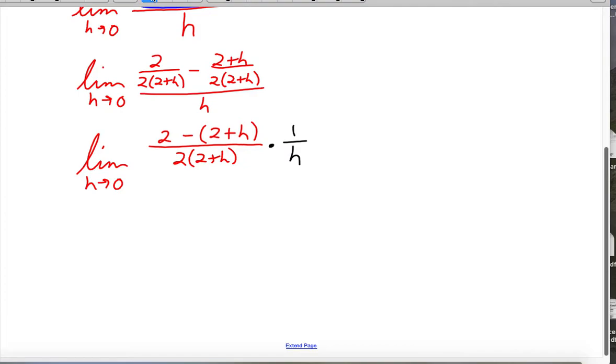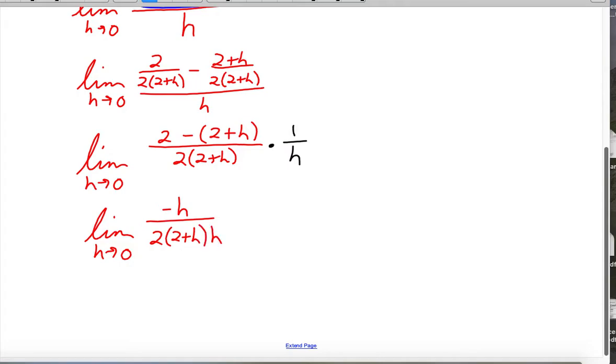Let's simplify what we have on top. We're going to have 2 minus 2 minus h. So we're going to have the limit as h approaches 0. The 2's cancel, and I'll just have a negative h on top. And on the bottom, I'll have a 2 times a 2 plus h times an h.